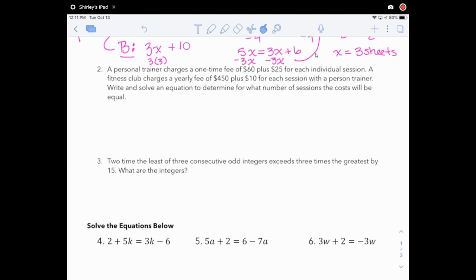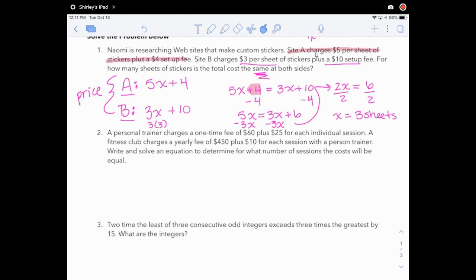A fitness club charges a yearly fee of $450 plus $10 for each session. Write and solve an equation to determine for what number of sessions the cost will be the same. So it's really the same thing. Try to think about your two equations. Use what we just did to help you. Set them equal to each other, and then try to solve them.